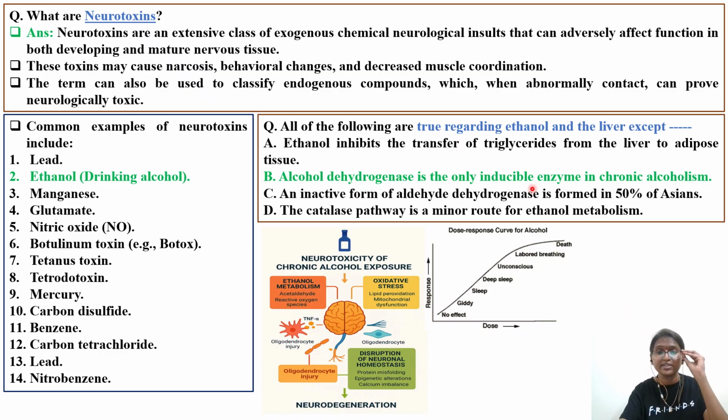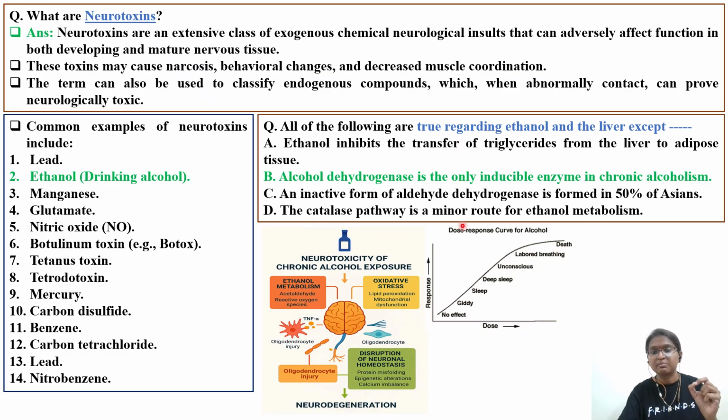For example, statins or like that. An inactive form of aldehyde dehydrogenase is formed in 50% of patients. As I told you, there is an ethnic variation in the metabolism of alcohol. That also you have to remember in mind. Third one is the catalase, fourth one.